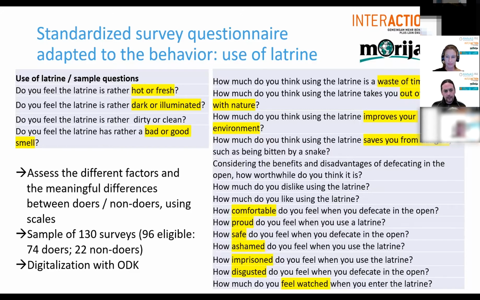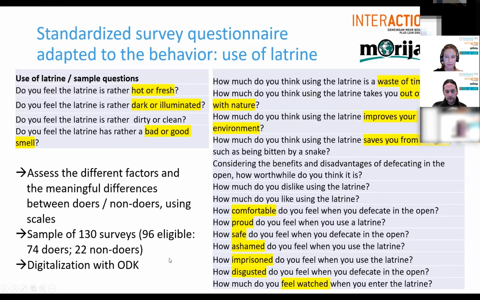So the idea now with this survey would be to assess the different factors and if there are meaningful differences between doers and non-doers. And for this, we also built different types of questions. So sometimes you have yes, no questions. And whenever we have how much, we try to have 5 types of answers to measure more precisely, like a scale, a little bit, and so on.